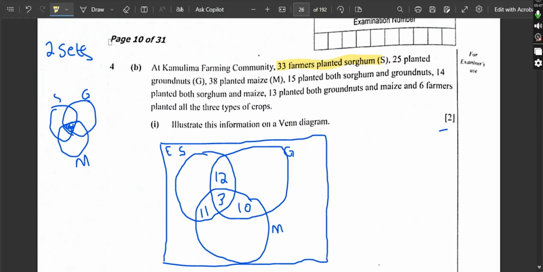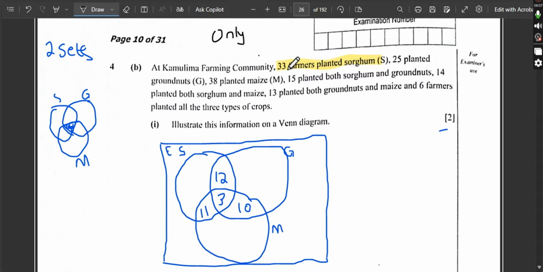Okay, so this planted sorghum. What you do now, if it said "only", you would have written the 33 as it is, but it doesn't say "only" there. So always look out for this word in some of these sets which require you to use a Venn diagram.